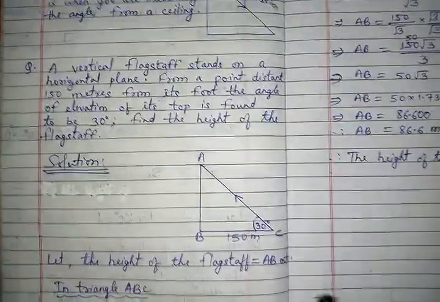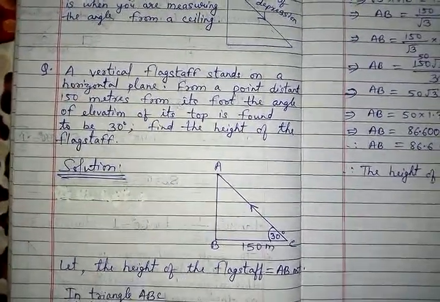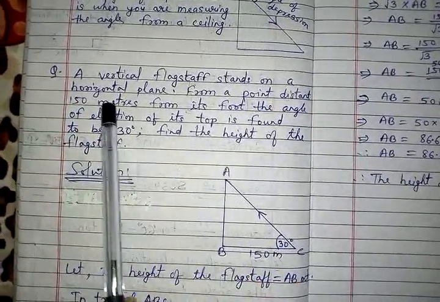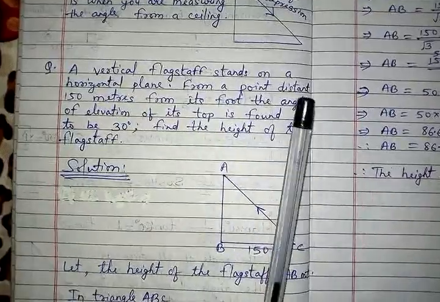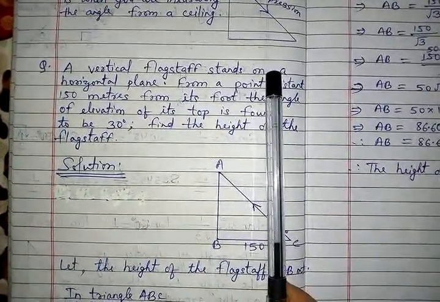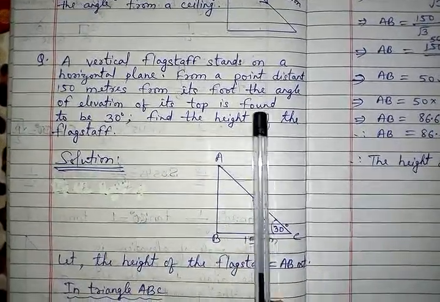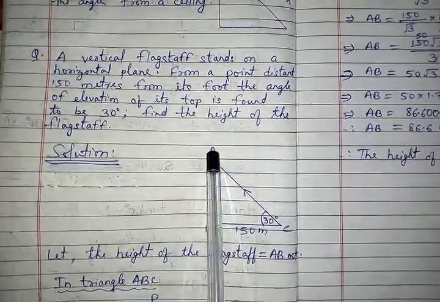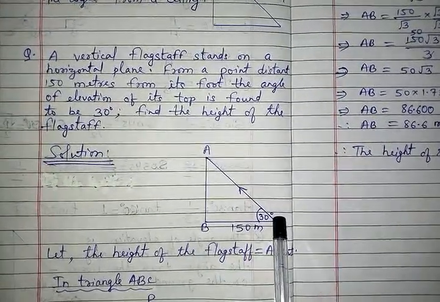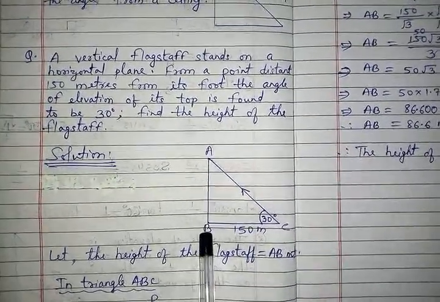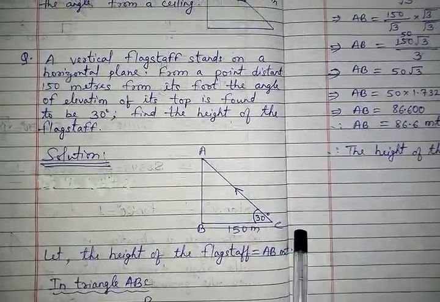Now let me discuss a question, a very important question. A vertical flag staff stands on a horizontal plane. Vertical means something which stands very straight. Like this line is called a vertical line, and such a kind of line is called a horizontal line. So here the flag staff is standing vertically on a horizontal plane.